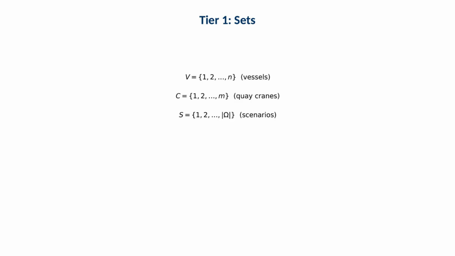This slide defines the core sets: the set of vessels, the set of quay cranes, and the set of scenarios that represent uncertainty. Operationally, the scenario set is how you encode real-world variability such as normal conditions versus equipment delays versus weather disruption. You are not guessing one future. You are planning across a small menu of plausible futures.